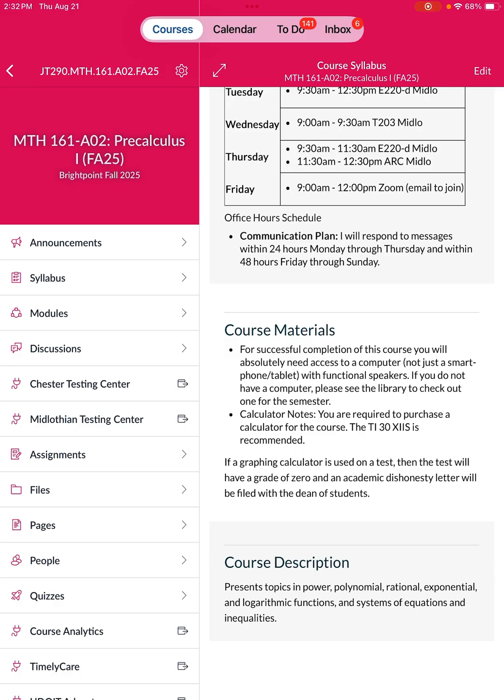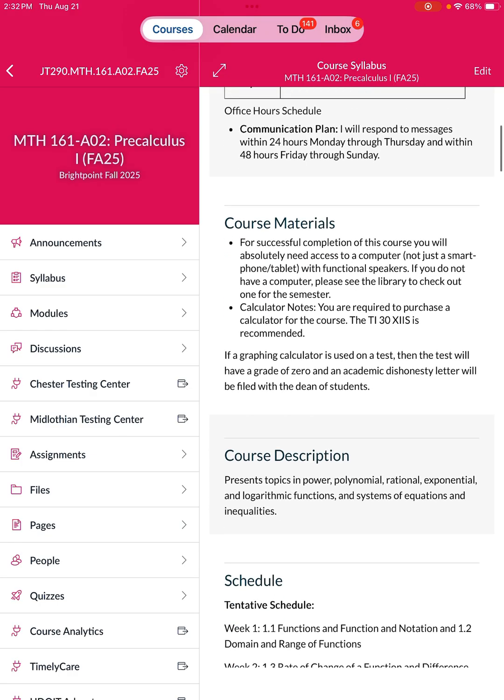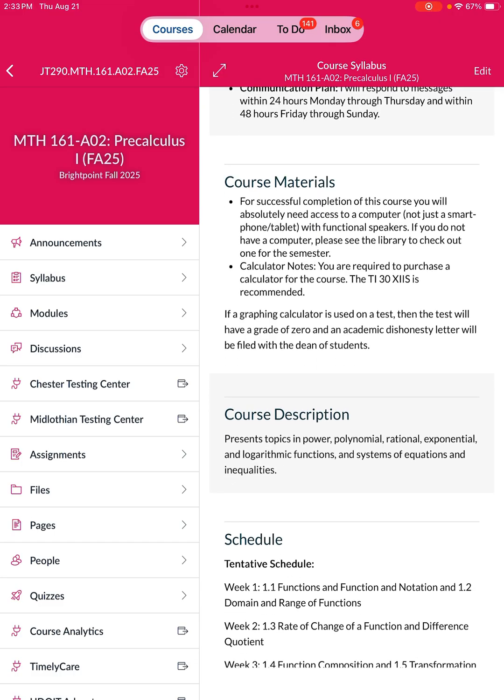So you definitely need a computer for the completion of this asynchronous course. You can see the library to check out a computer if you don't have one. You do need a calculator for this class. You need the TI-30XIIS. I included the Amazon link for that in a message I sent out earlier this week, but you can just go on Amazon and search. I think they also sell it in the bookstore. You cannot use a graphing calculator.